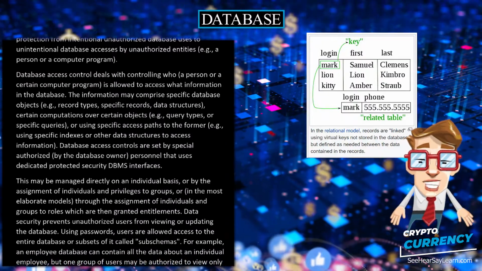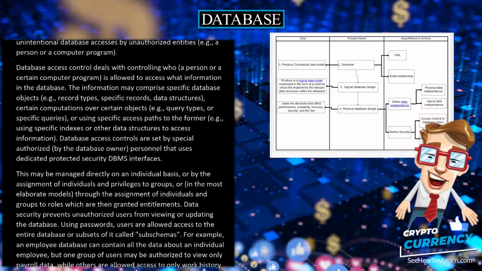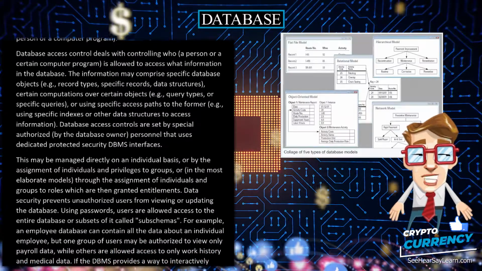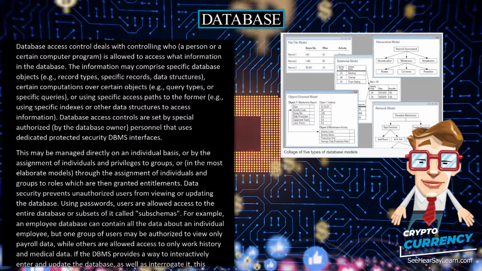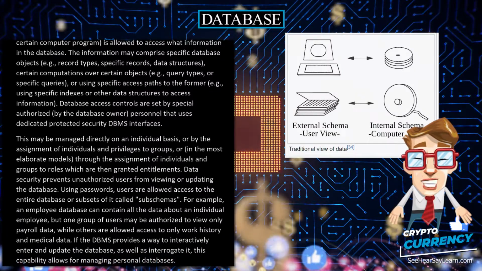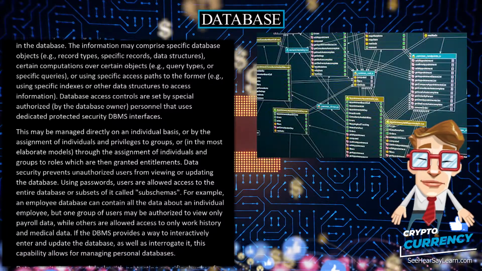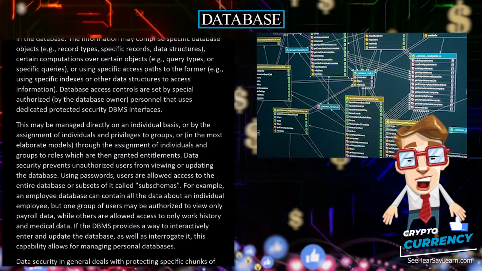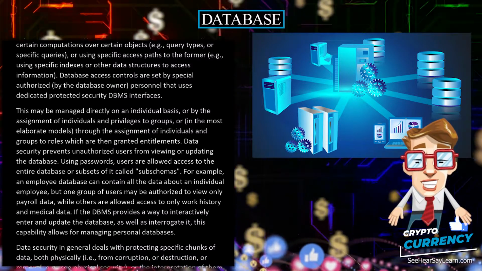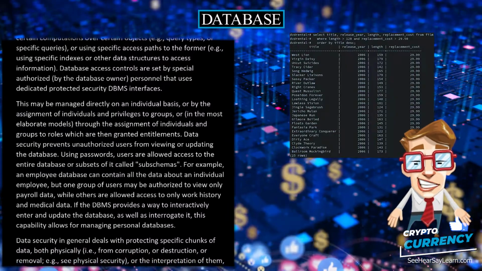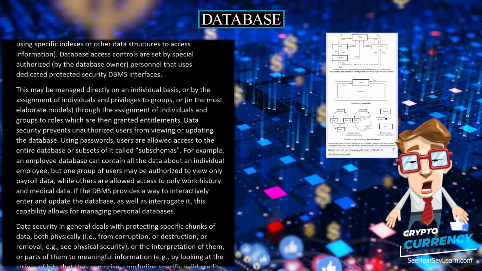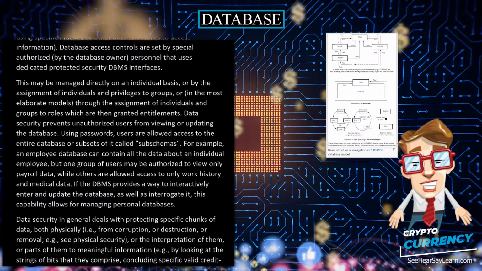Data security prevents unauthorized users from viewing or updating the database. Using passwords, users are allowed access to the entire database or subsets of it called subschemas. For example, an employee database can contain all the data about an individual employee, but one group of users may be authorized to view only payroll data, while others are allowed access to only work history and medical data. If the DBMS provides a way to interactively enter and update the database, as well as interrogate it, this capability allows for managing personal databases.